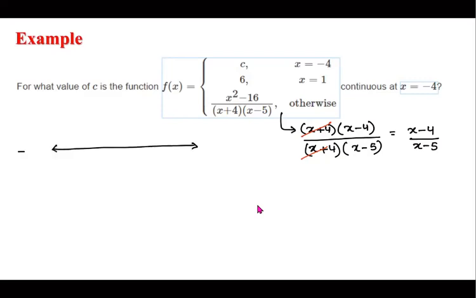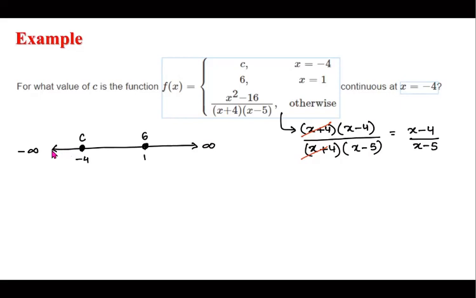Say, for example, we have a number line going from -infinity up to infinity. And they have given here the value of the function at -4. If x equal to -4, maybe somewhere here, the value of the function over here is c. And at x equal to 1, the value of the function is 6. Otherwise, the function is x minus 4 over x minus 5.